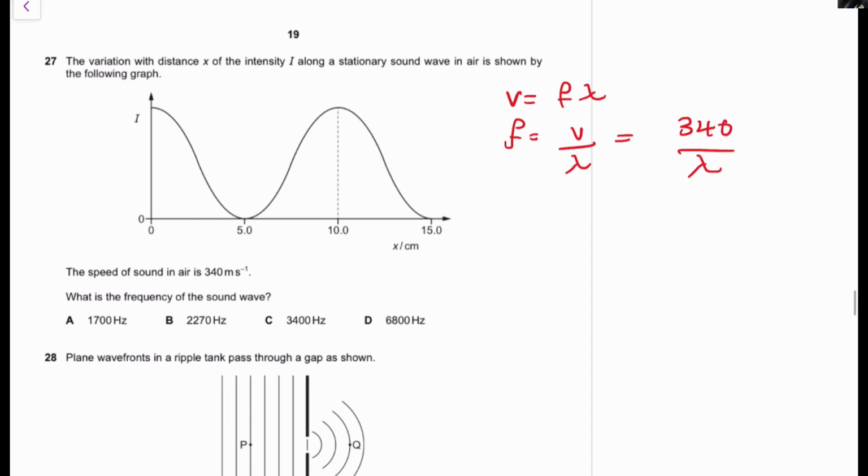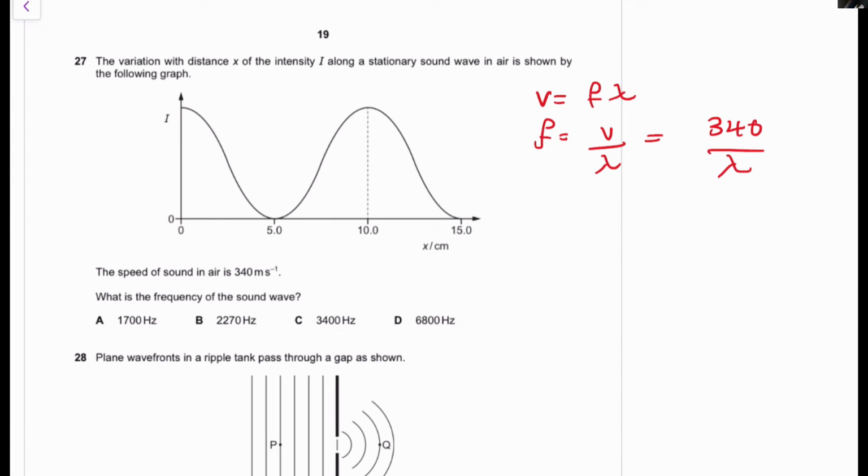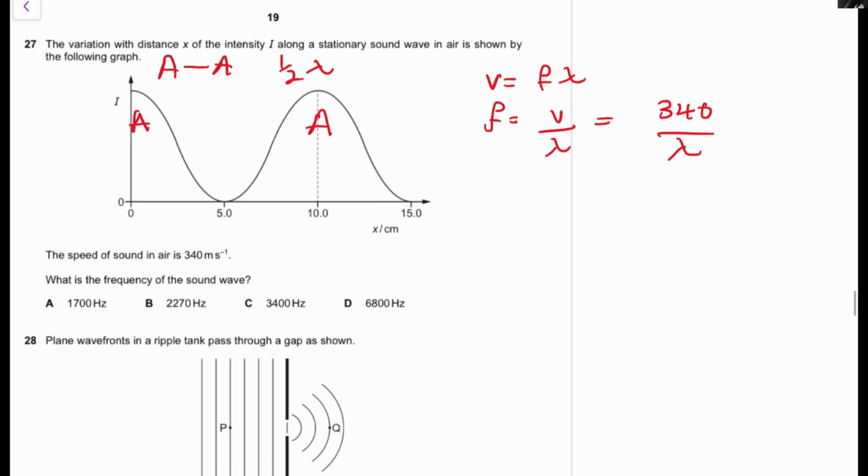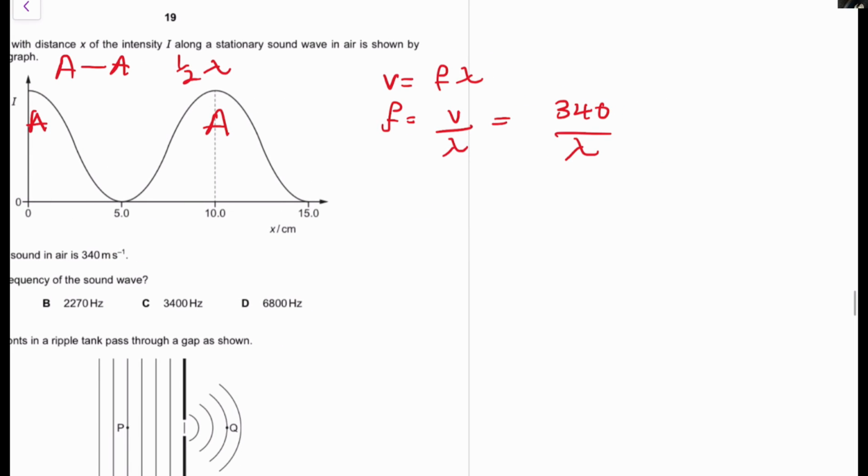On this graph, an intensity graph, intensity is maximum at an antinode, because intensity is related to the amplitude. An antinode is where you have the maximum intensity. And we know that this is an antinode and that is an antinode because we have the highest intensity. And a minimum is a node, where we have the lowest intensity. The distance from an antinode to an antinode is going to be 1/2 lambda. So we have 10 centimeters here, and that's equivalent to half lambda. So lambda will be equivalent to 2 times that.